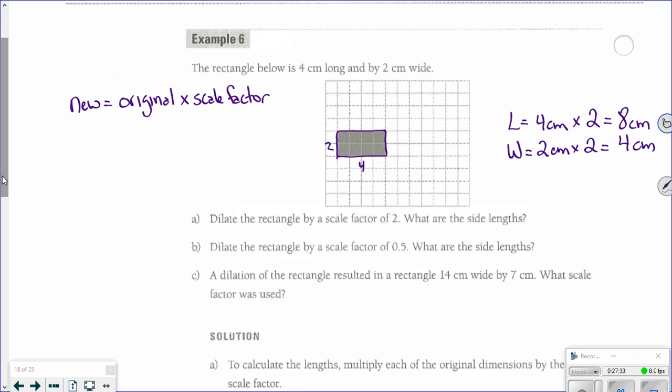In order to draw my new shape, I have to pick one of my vertices that isn't going to change. And so I usually pick the bottom left-hand corner. And my new one is going to be 8 centimeters long, so 8 boxes by 4 centimeters wide. So that is going to be the size of my dilation or my enlargement, my scale factor of 2. I knew it was going to get bigger because this 2 is bigger than 1.